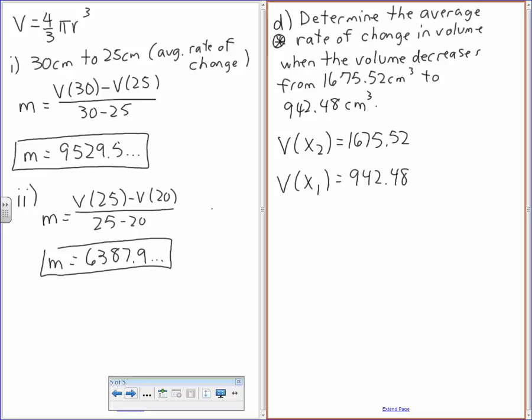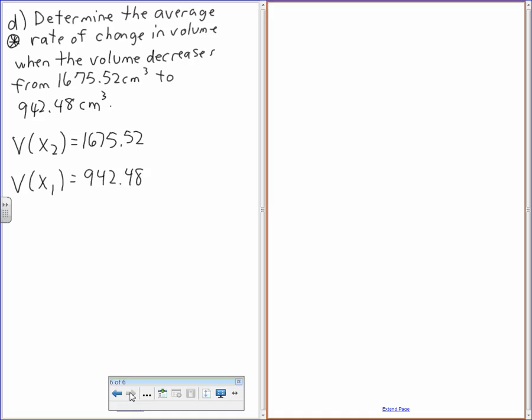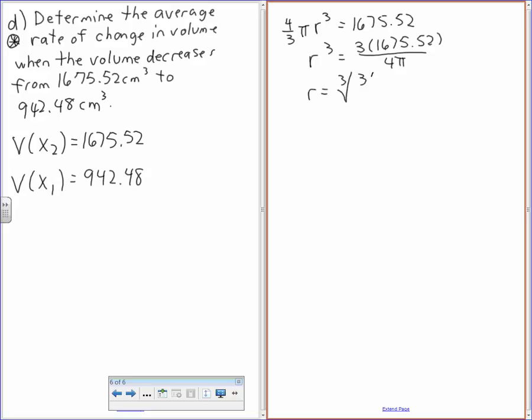Okay. So on the top, I got to get my equation 4/3 pi r cubed. So what I know then is that 4/3 pi r cubed is equal to 1675.52. R cubed is equal to 3 times 1675.52 all over 4 pi. R is equal to the cube root of that.